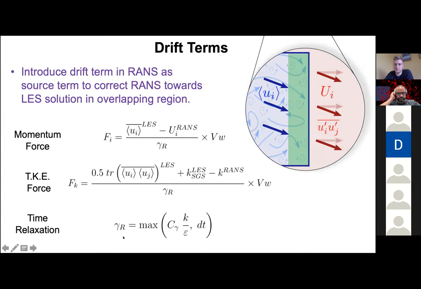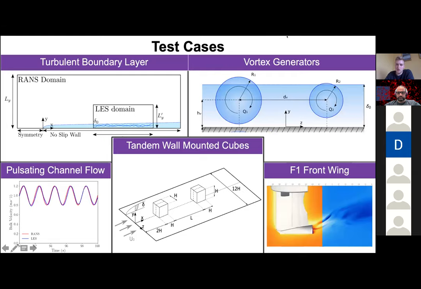So we've looked at test cases. What we've been trying to do is develop this embedded large eddy simulation towards a point where it can be used in industrial cases. So it needs to be able to deal with a number of different things.